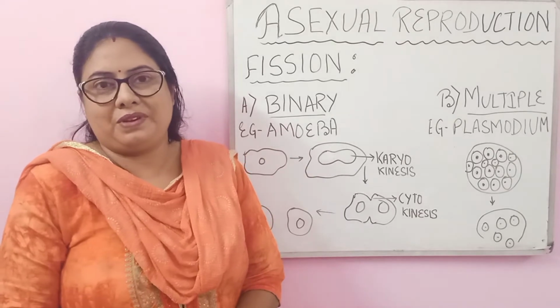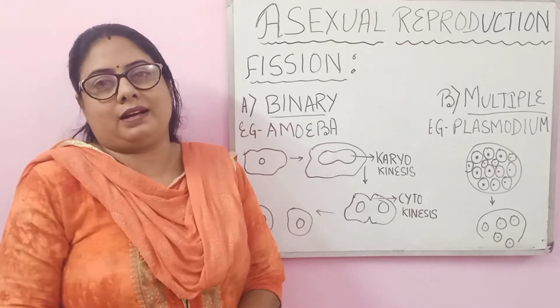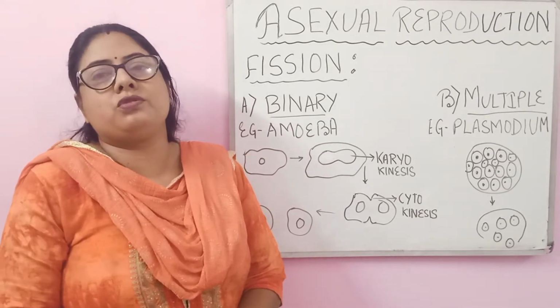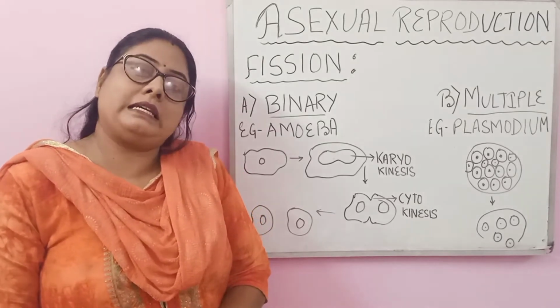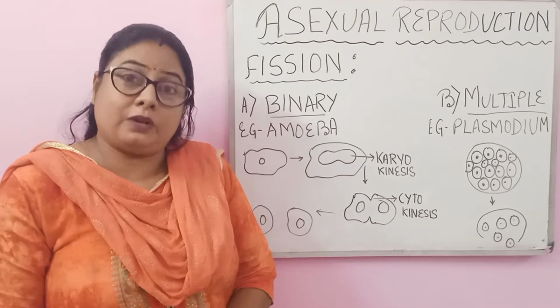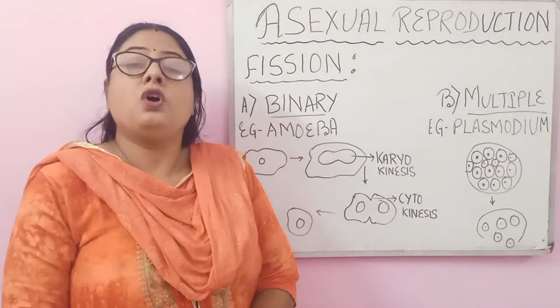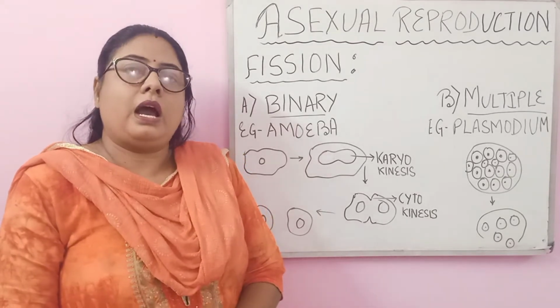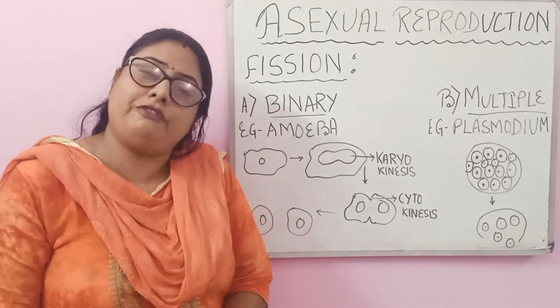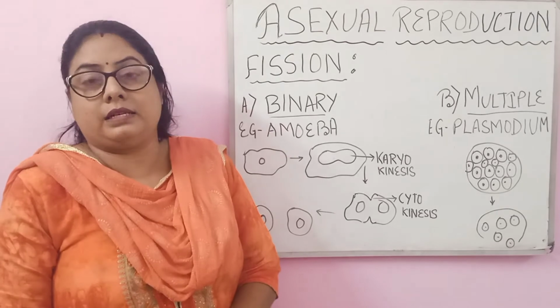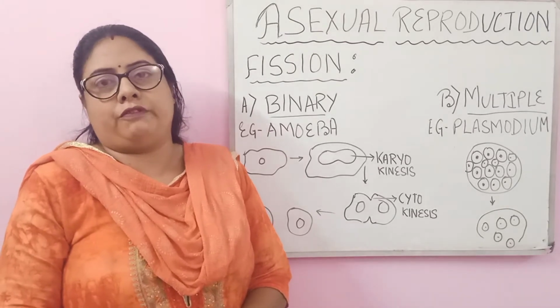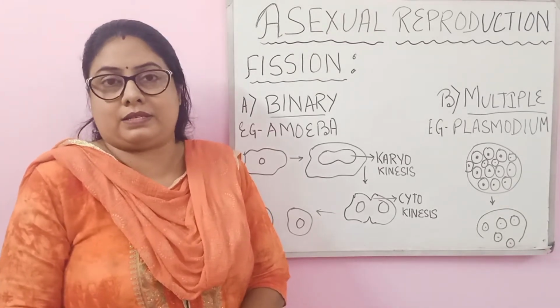Hello students, welcome back to our second class of the chapter How Do Organisms Reproduce? What have we seen in our previous class? That what is reproduction, what is variation and what are the types of reproduction. Here we will discuss the asexual type of reproduction in detail.